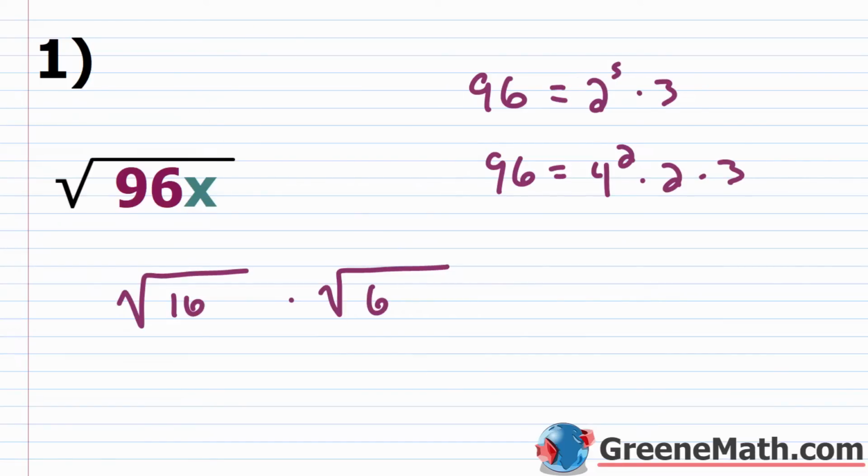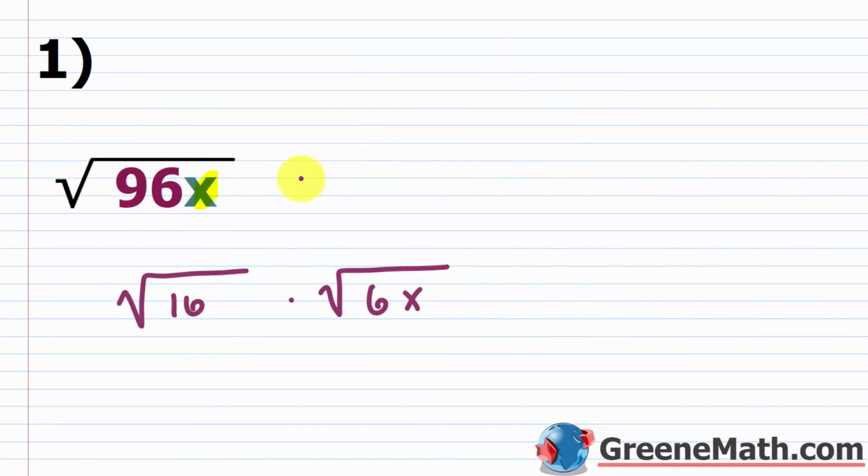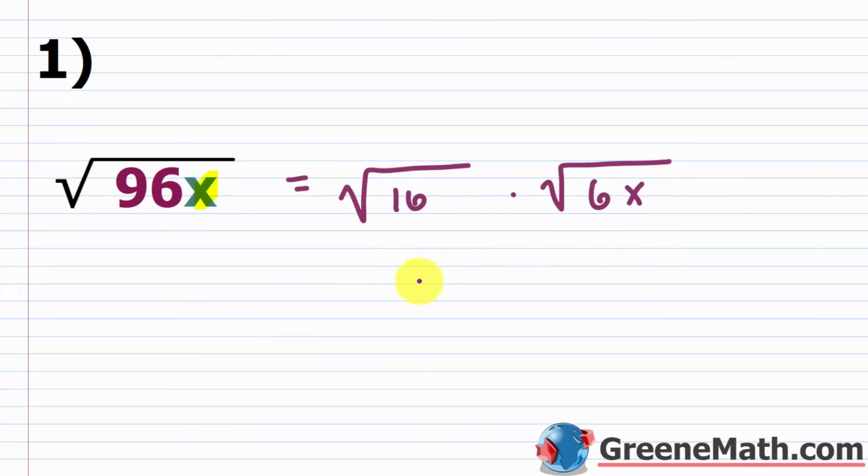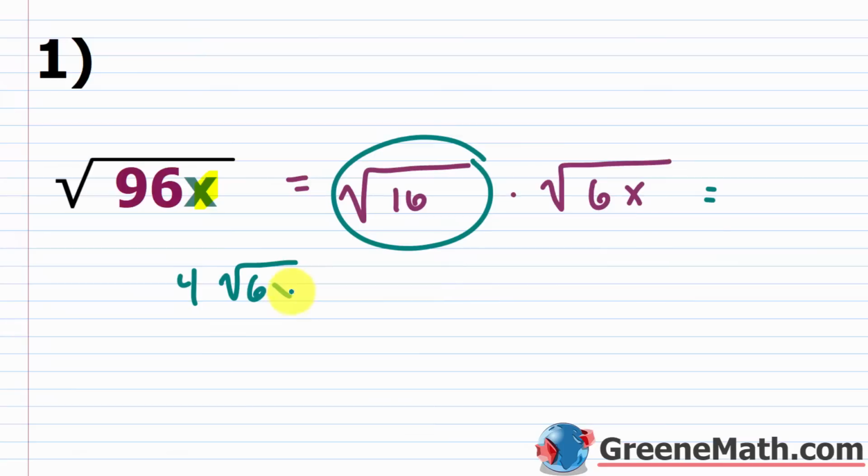And then don't forget about this variable here. You have this x, so you want to make sure that's in there. By breaking up the square root into these two, let me put equals here, and let me drag this up here. I can legally simplify this part, right? Because the square root of 16 is just 4. So I'm just going to replace this with a 4. So I'll have 4 times the square root of 6x. That's all I can do. That's going to be my simplified answer.